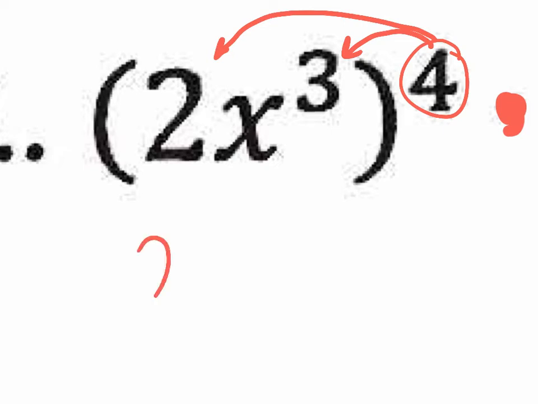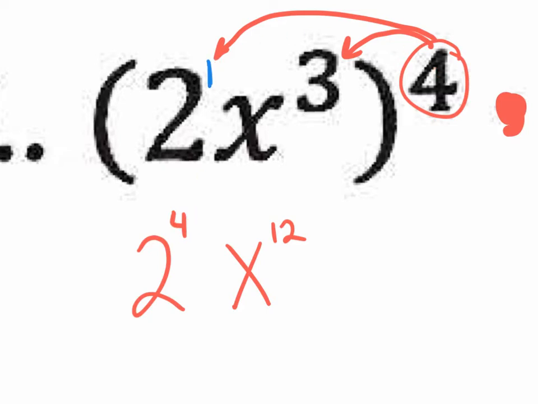So what you really have is 2 to the 4th, x to the 12th. Why 12th? Because a power to a power you multiply. You see how this 3 is a power and this 4 is a power? You have to multiply them. Now technically you're even multiplying right here, but there's an invisible 1 right there. So you do say 4 times 1 is 4.